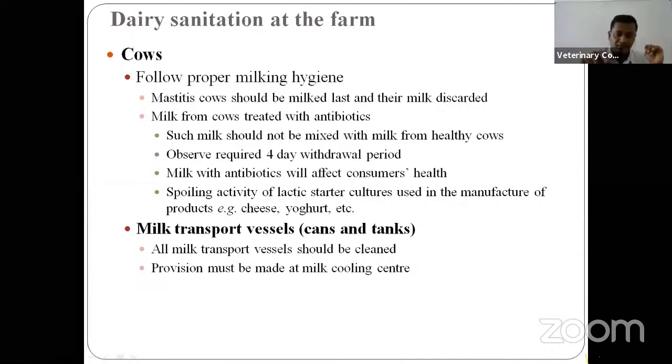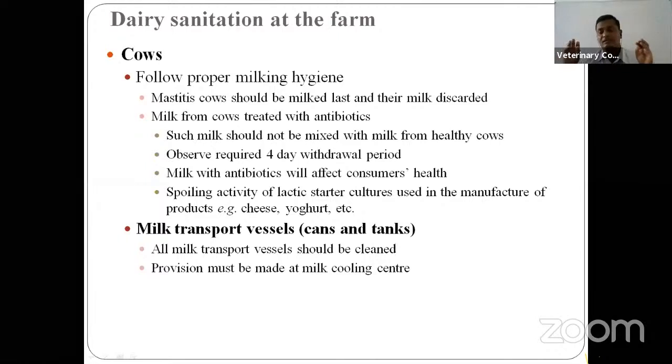These residues have pharmacological action in the human consumers. They may cause allergy. They may lead to antimicrobial resistance within the gut microflora. Or if you are producing certain milk products, these milk products will be affected.